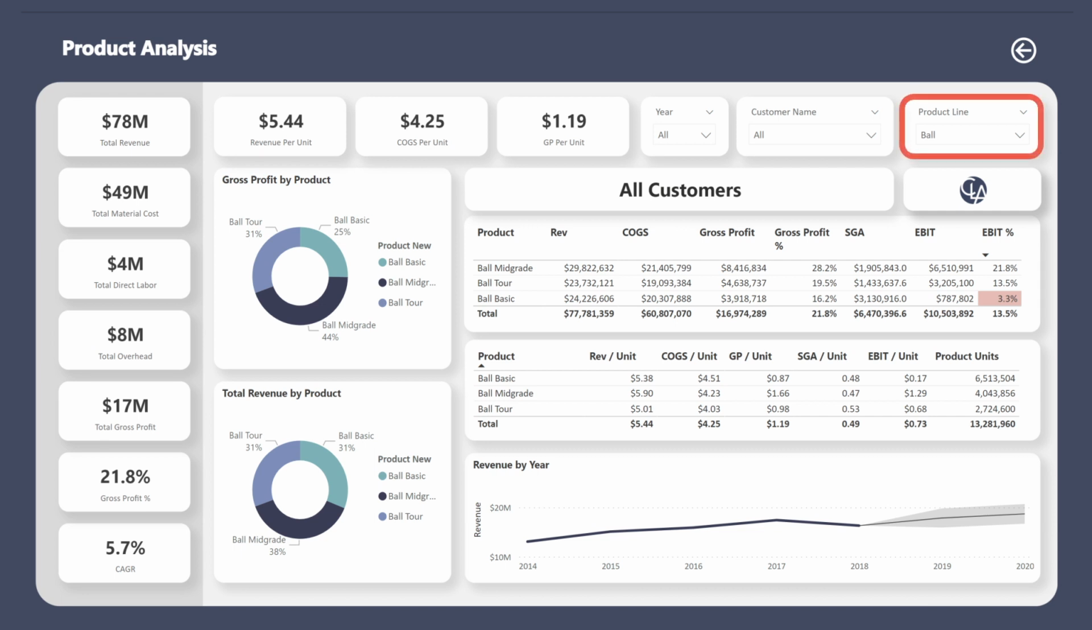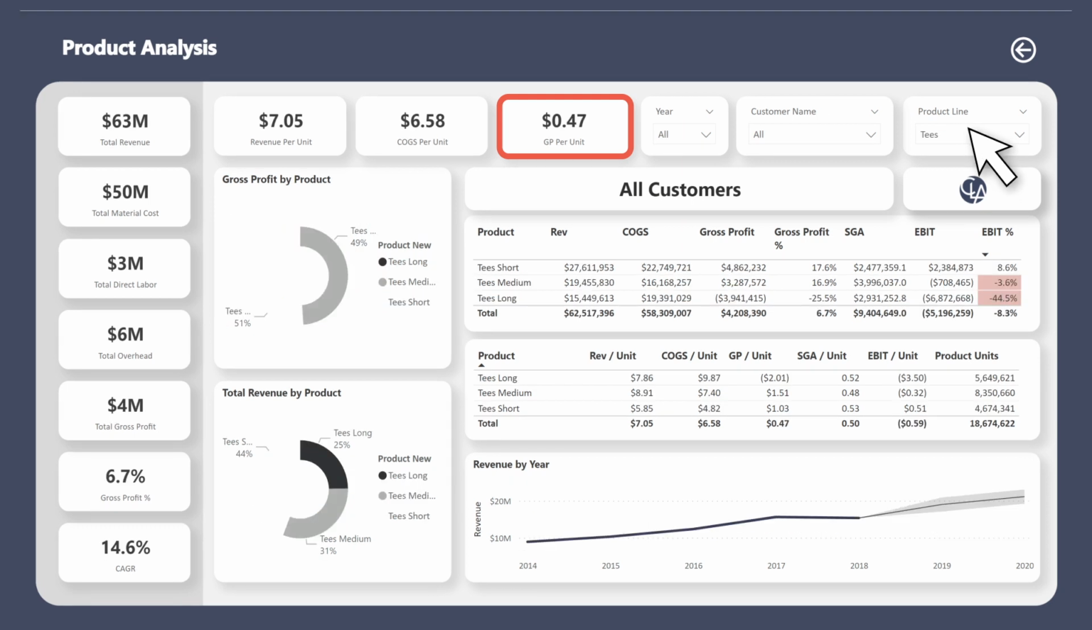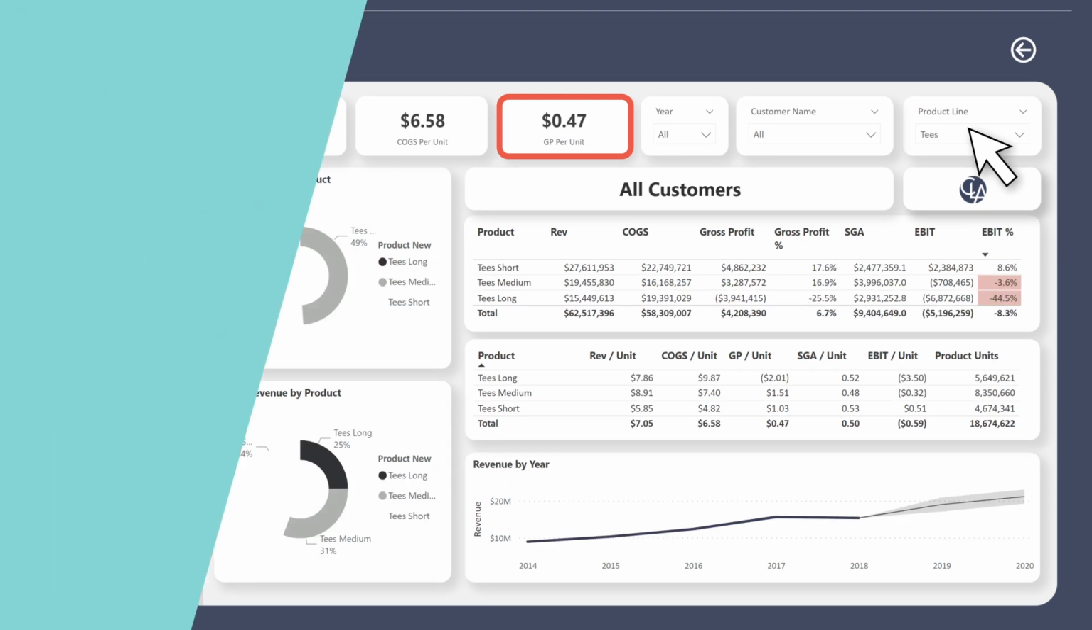A filter in the upper right-hand corner changes the per unit calculations. We see that we are realizing $1.19 per unit on balls. That is a little above the average. Change the filter to gloves, the per unit profit increases. Change the filter to tees, we see that the margins erode.